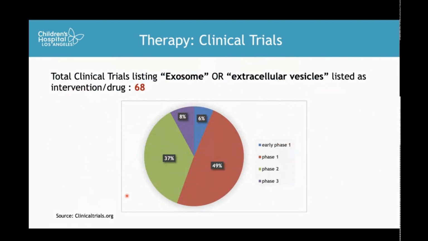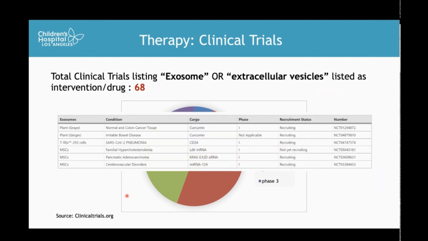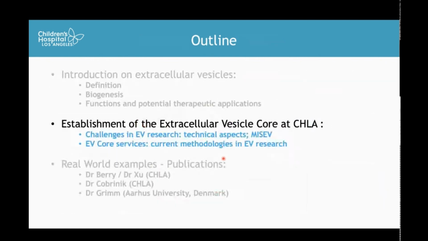So far, there really aren't any approved therapeutic applications, but there are several clinical trials ongoing and at different phases. This is just an example of a few of the clinical trials that are ongoing. See here, a lot of these are from exosomes derived from mesenchymal stem cells. And for example, this one for pancreatic adenocarcinoma is delivering an siRNA against a specific mutant of KRAS.